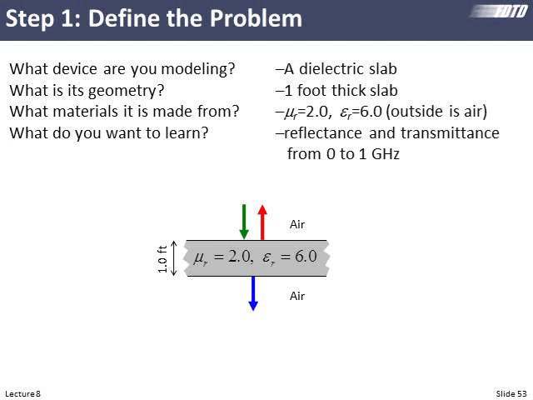So step one, define the problem. This doesn't involve any MATLAB, but what device are we modeling? Well, in this case, it's a slab of some kind of material that has a relative permeability of 2 and a relative permittivity of 6. Surrounded by air, it's 1 foot thick. So that's its geometry and what materials it's made of.